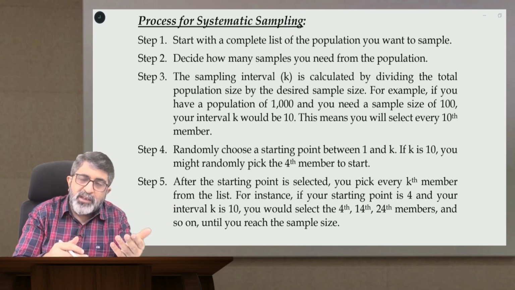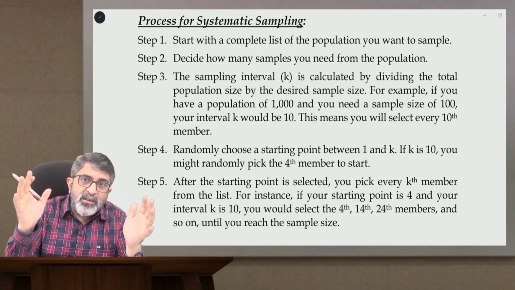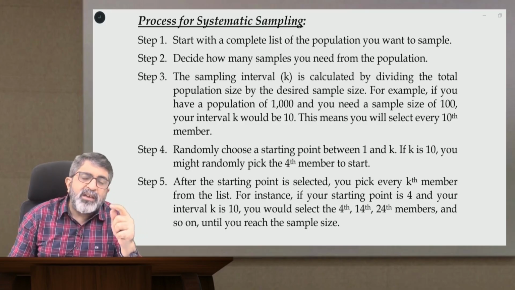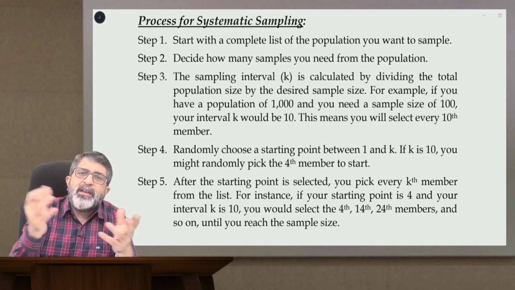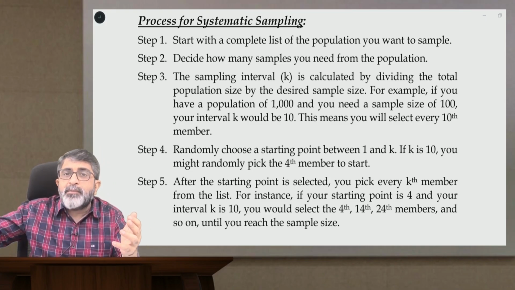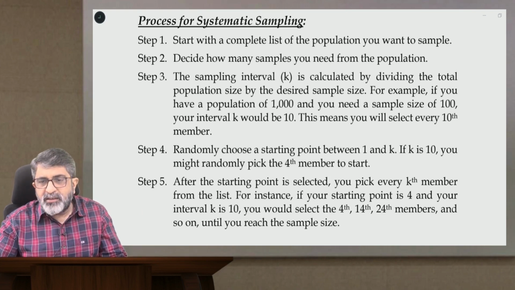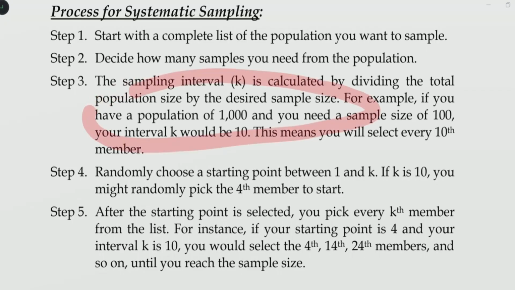On the contrary, if I reduce the sample size to 50, then 1000 in the population divided by 50 in the sample, my interval would be 20. Correct? 1000 by 50 will give you 20. So every 20th member will then be selected. So that is basically the entire procedure up to the 3rd step.